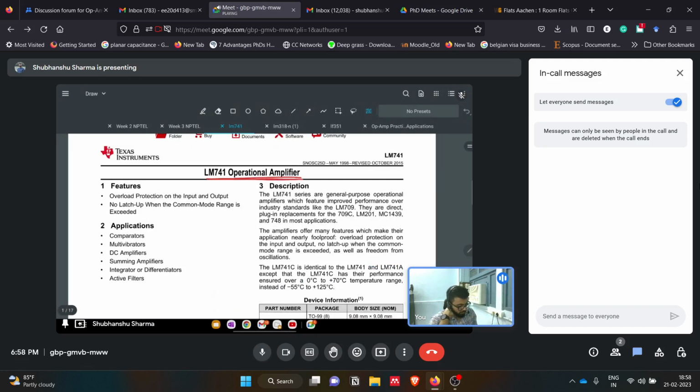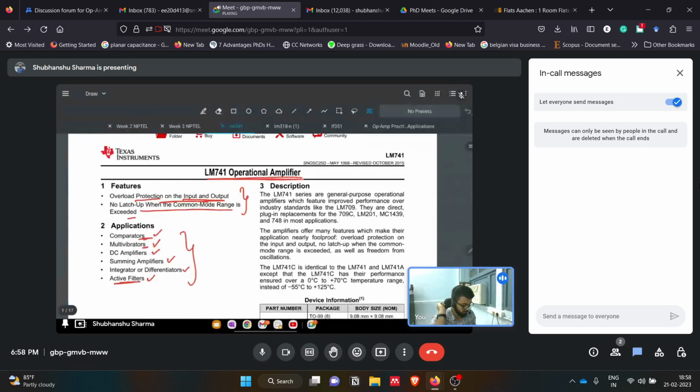Okay, so we see some of their features: overload protection is there on the input and output, and latch up when the common mode range is exceeded. So these are the features. For applications, we see comparators, multivibrators, DC amplifiers, summing amplifiers. We know now integrators and differentiators are there. Then active filters also are there, which we learned about. Comparators you also know. Multivibrators, I think you will be learning in future lectures of this course. The DC amplifiers you saw, and summing amplifiers are again easy. So these are the applications there.